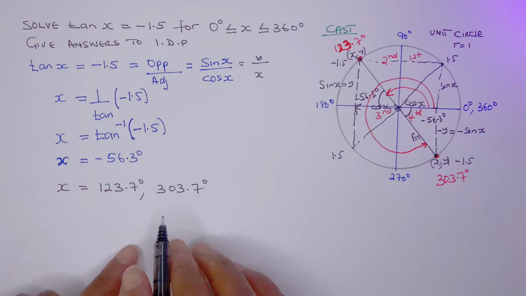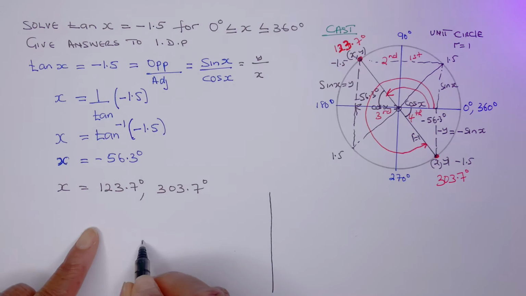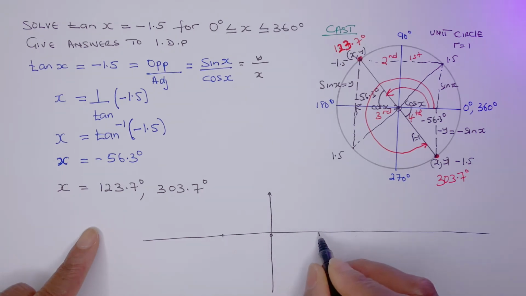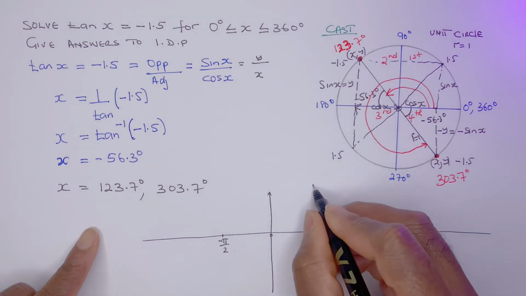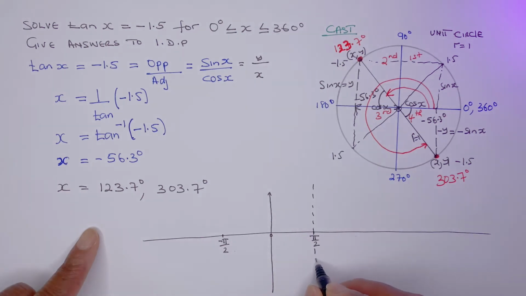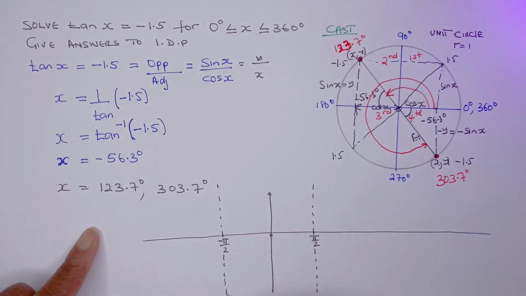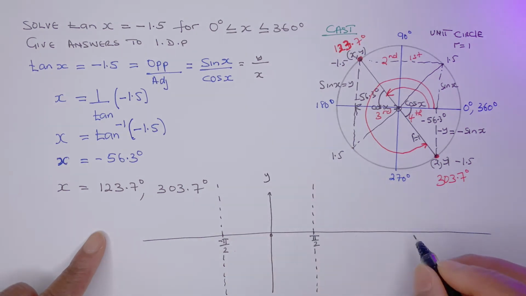Another way to do this is to use the tangent function. So I draw a straight line there. If that's 0, that's y. And minus 90 is here, and that's 90. So that's pi over 2, minus pi over 2. That's the line of asymptote for the tangent function. This is the line of asymptote for the tangent function. And it goes through 0. This is the y-axis here, and this side will be the x-axis.